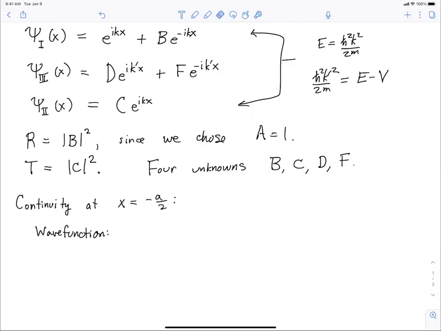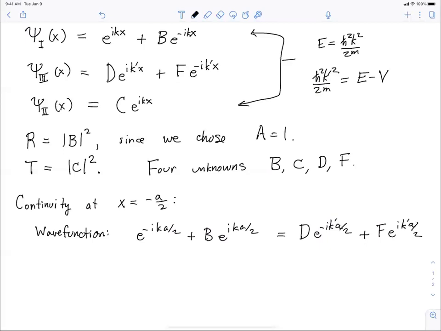And so for the wave function, our equations look like this: e to the minus i ka over 2 plus b e to the i ka over 2 has to equal d e to the minus i k prime a over 2. Remember, we know k prime. That's not an unknown. And f e to the i k prime a over 2.